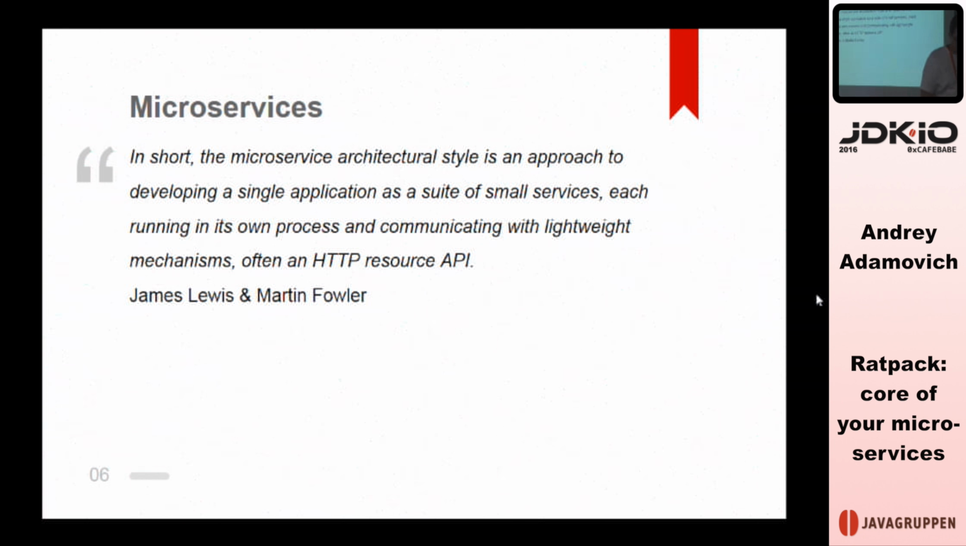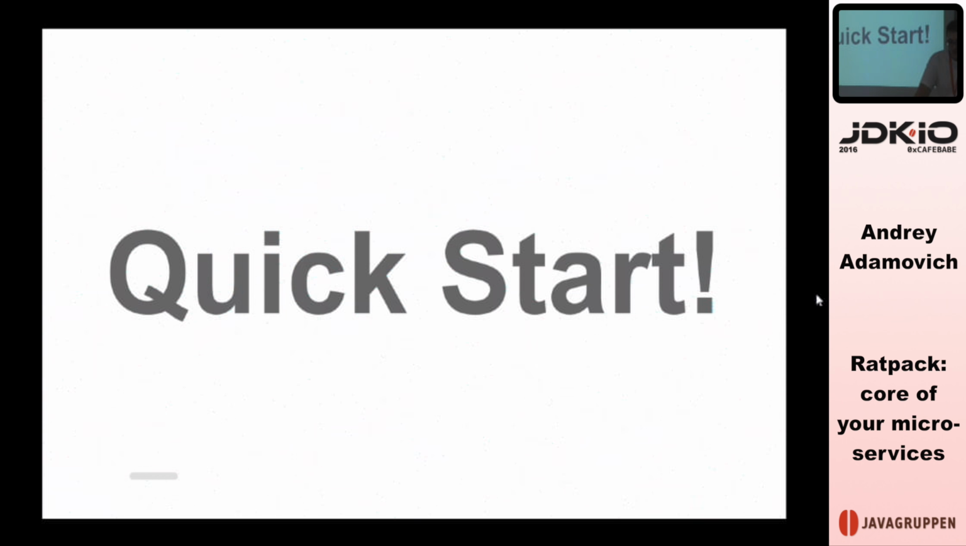But let's start talking about Ratpack. Or first of all, let's talk about microservices and why Ratpack may be a good fit. That's how microservices are defined by James Lewis and Martin Fowler. In short, the microservice architecture style is an approach to developing a single application as a suite of small services, each running in its own process and communicating with lightweight mechanisms, often an HTTP resource API. Makes sense, right? And that's what most people do when they mean microservices. And Ratpack is really a quick start in that sense because you can write a small script which will be just enough to have a fully functional application.